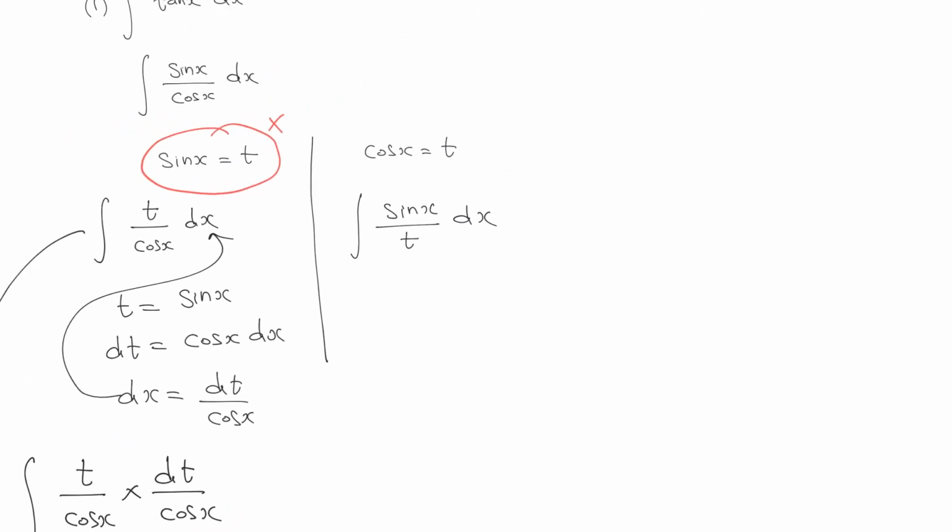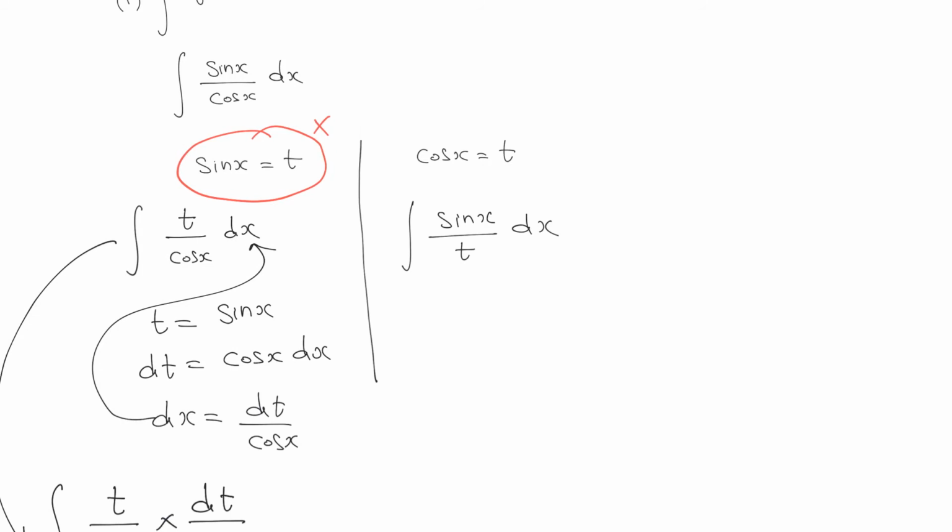Now we can go for the second method. Suppose we take cos x equal to t. Here also we can find the value of dx in terms of dt. From the equation cos x is equal to t, differentiating, the derivative of cos x is minus sin x dx, which is equal to dt. So we can write the value of dx as minus dt divided by sin x.